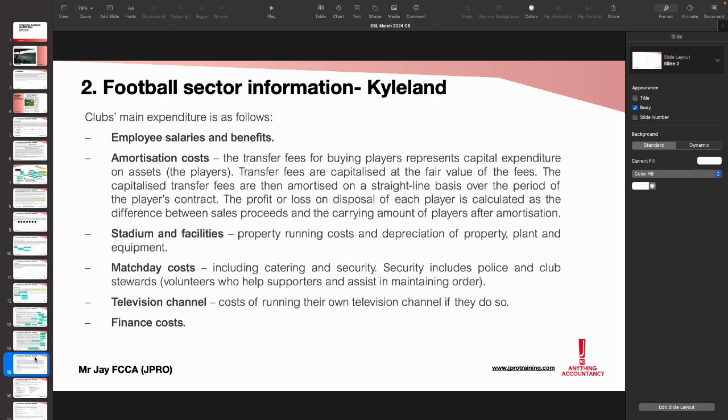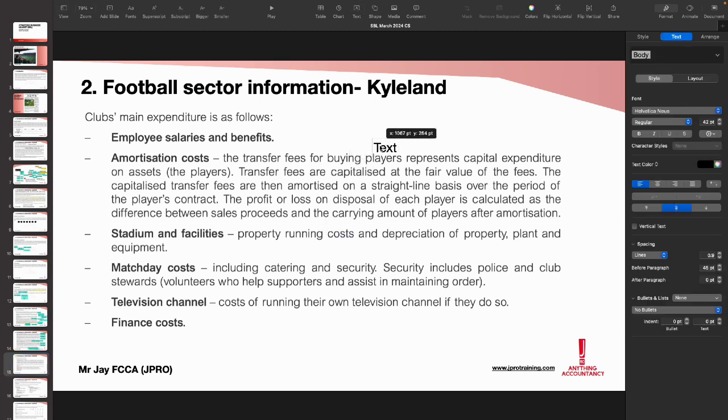Okay. Profit and loss on disposal of each player is calculated as the difference between sales proceeds and the carrying amount of players after amortization. So you may need to know how many purchased players you're carrying, what their current carrying amount is, and then what their market value for transfer is. So there will be a transfer window. Remember, there might be a transfer window.